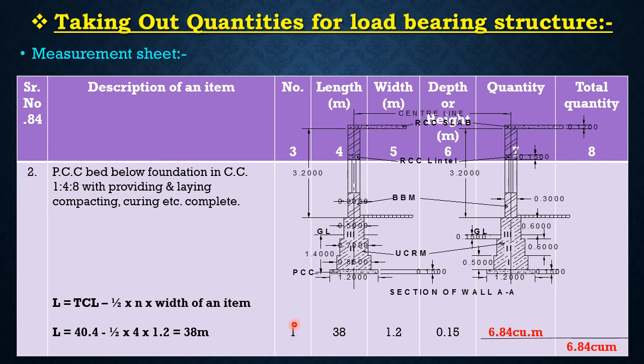In the number column there is 1, length 38 meter, width 1.2 meter and depth of PCC bed is 0.15 meter, shown in figure. Then calculating column number 3, 4, 5, 6, the quantity is 6.84 cubic meter.